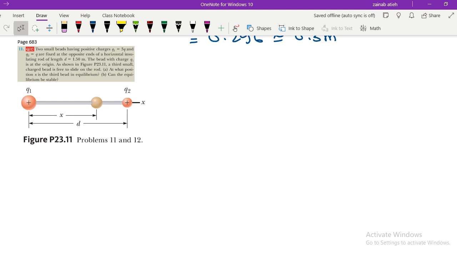This problem says two small beads having positive charges Q1 equals 3Q and Q2 equals Q are fixed at the opposite ends of a horizontal insulating rod of length D equals 1.5 meter. The bead with charge Q1 is at the origin. As shown in figure P23.11, a third small charged bead is free to slide on the rod. At what position X is the third bead in equilibrium? Can the equilibrium be stable? We're just going to start with part A.